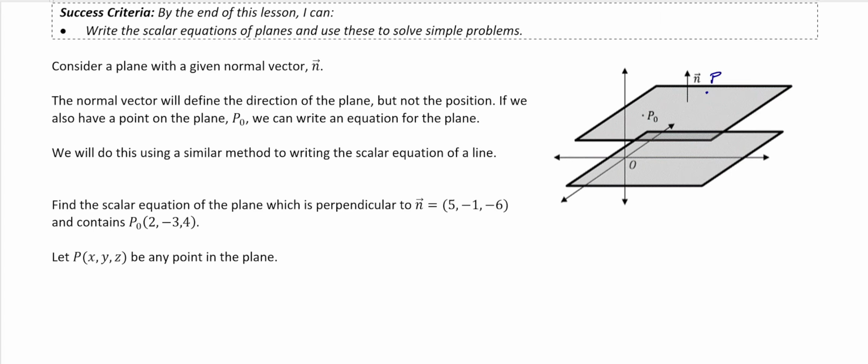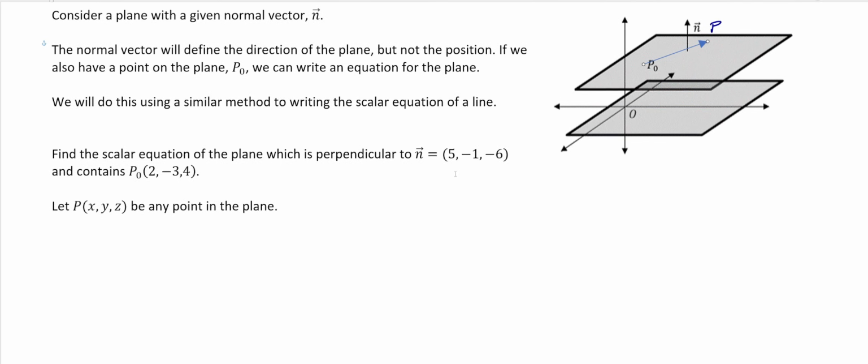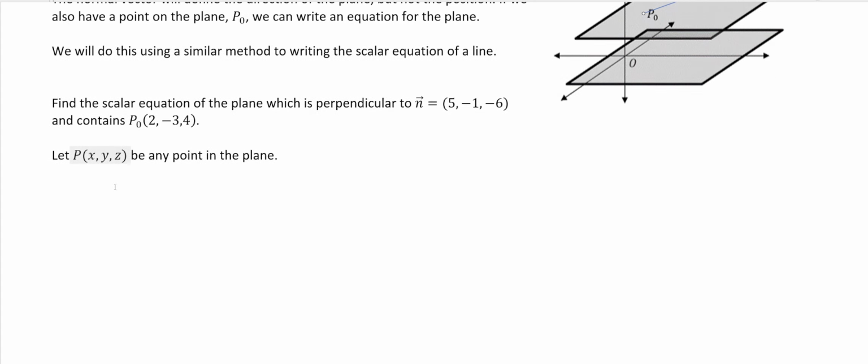And what I can do is, if I have another point on that plane, I can then create a vector on that plane that goes from P0 to P. And if that vector is on the plane, that vector will be perpendicular to the normal, because the normal is perpendicular to the plane, and therefore the normal is perpendicular to the vector on that plane. So this is what I'm going to do. I'm going to create a vector P0 P.